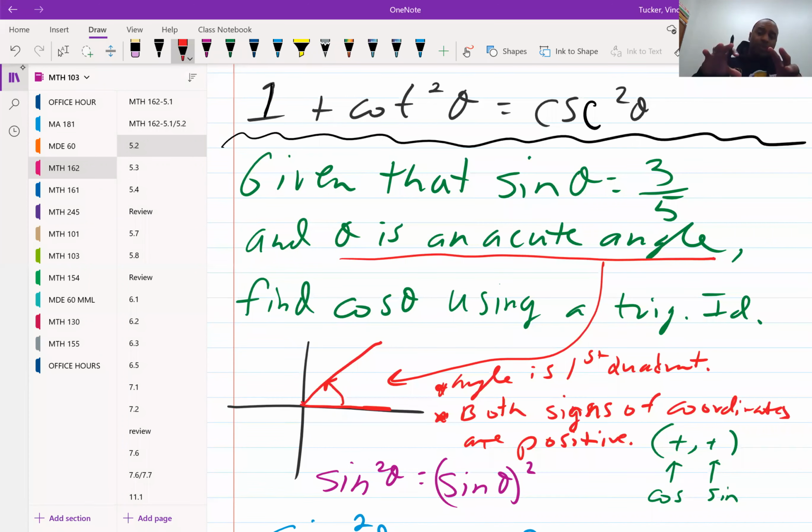Because remember when I showed you the unit circle, if it's in the first quadrant, sine and cosine are positive. If it's in the second quadrant, cosine is negative, but sine is positive. Each quadrant has a different set of signs. So when they tell you that sine is positive and theta is an acute angle, they're letting you know that we're in the first quadrant. And so that's just a little diagram of that. And that means that cosine is going to be positive because you're looking for cosine.